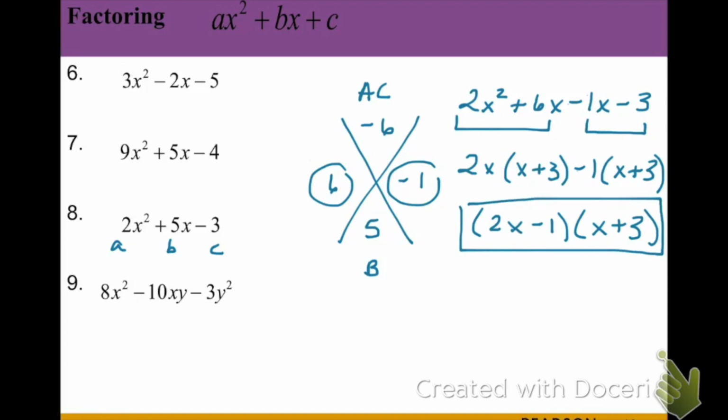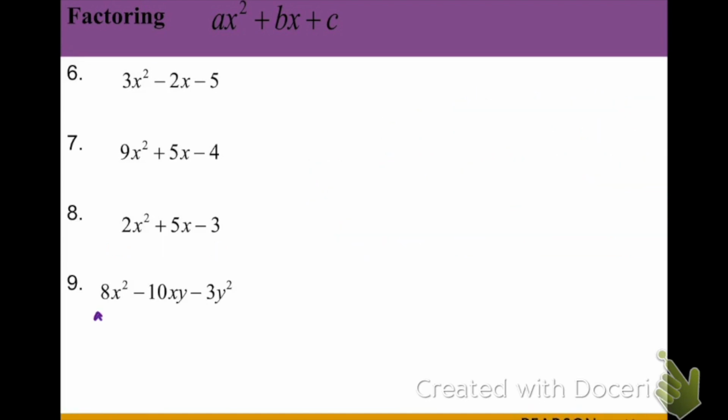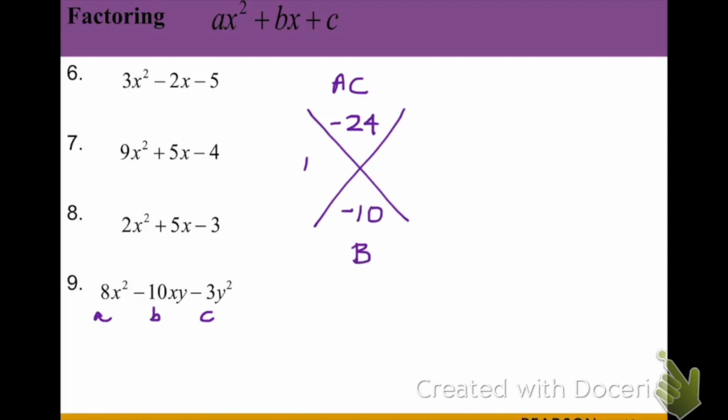Our last example is going to be a little bit different since it is in two variables. If you notice, we have an x and a y. But we can still use this two-tier factoring method with trinomials to do the exact same thing. So notice here our a value is 8, the b value is negative 10, and the c value is negative 3. So using a times c, we get negative 24. We need two numbers that multiply to negative 24 but add to negative 10. Well, 12 times 2 is negative 24, and that also adds to negative 10. So our two numbers here are going to be negative 12 and a positive 2.